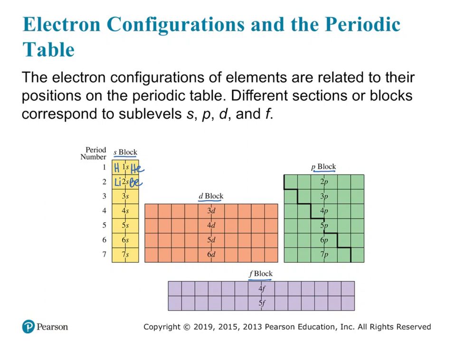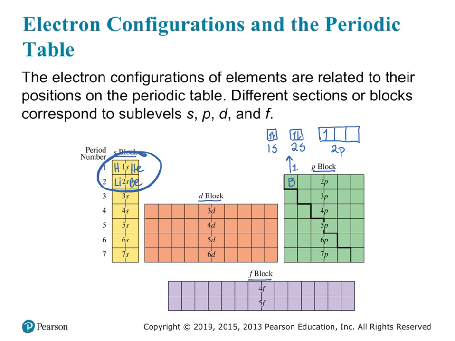Then we move over to the P block. So we have boron. And remember, boron has 5 electrons. Its orbital diagram looked like this, and I'm just drawing half arrows for convenience. Boron already filled in the 1s and the 2s orbitals, and now it's starting to fill in the 2p orbitals, and it only has 1 electron in the 2p orbital.